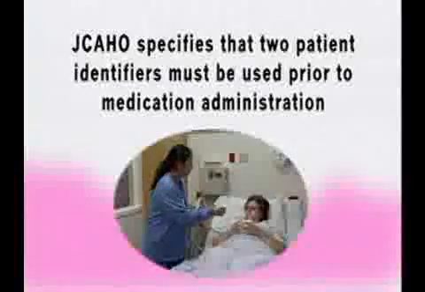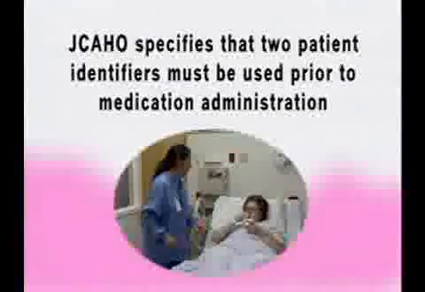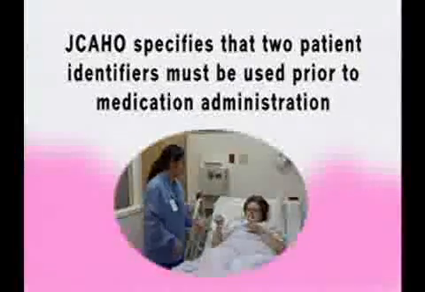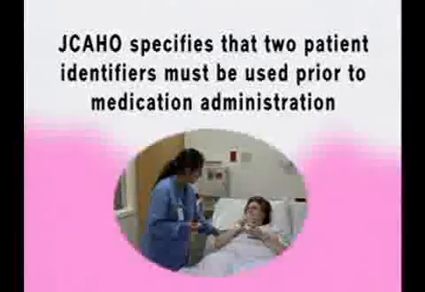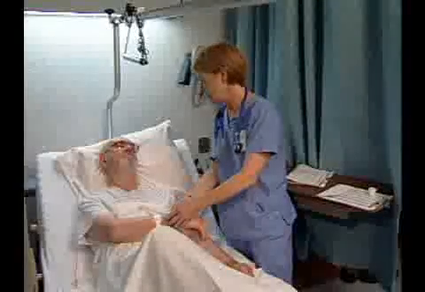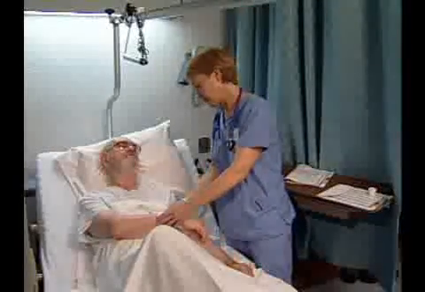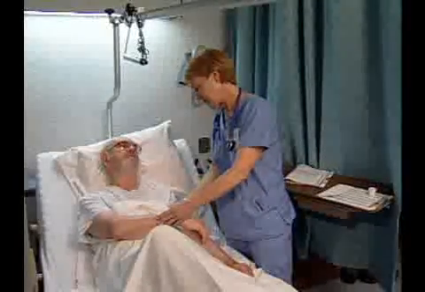JCO specifies that 2 patient identifiers must be used prior to medication administration. This can be accomplished in a variety of ways. If the patient can communicate verbally, the nurse can ask him or her their name and birth date.